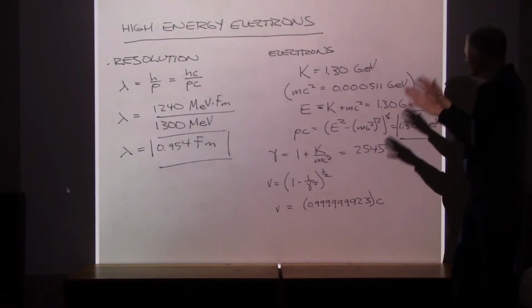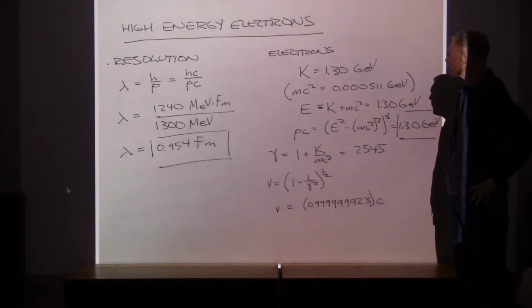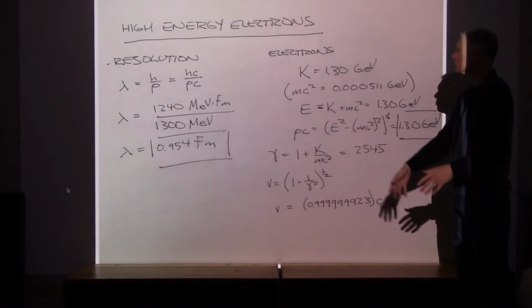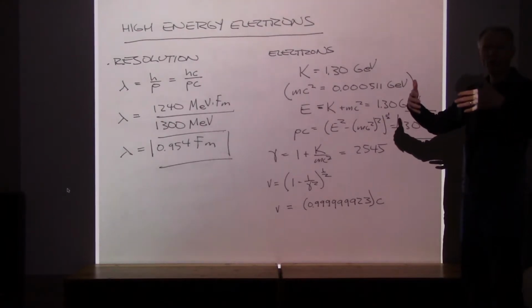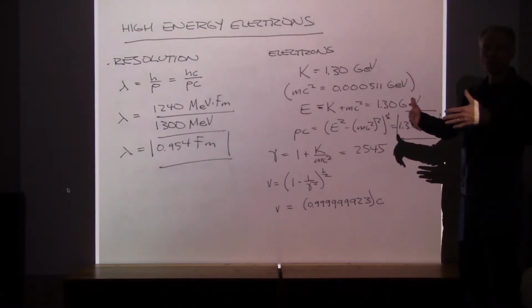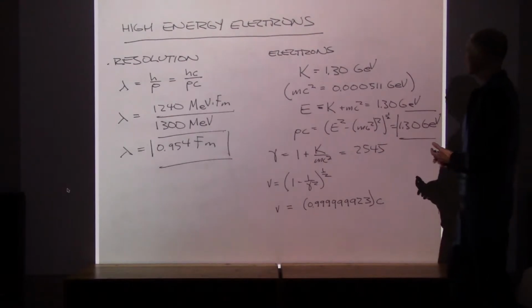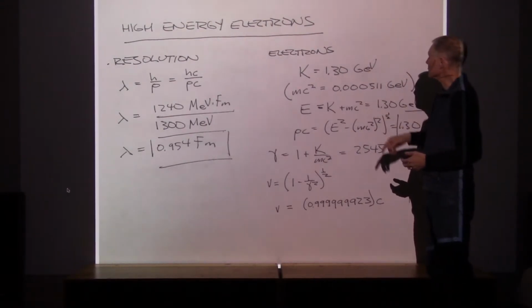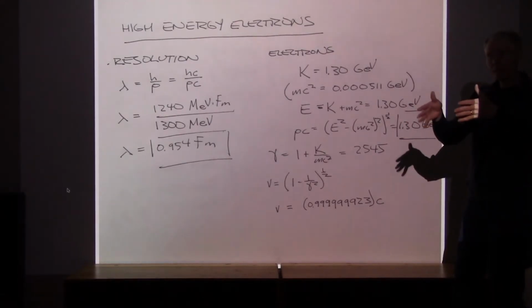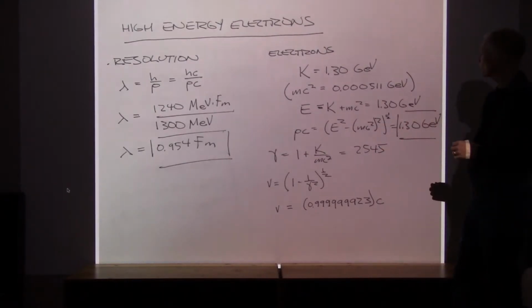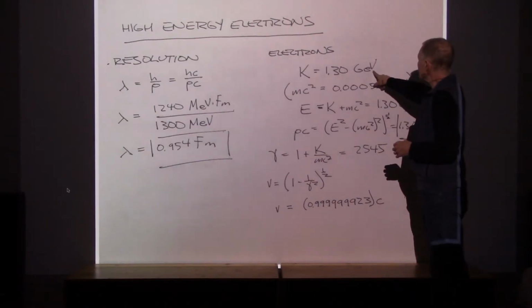Now, just to let you guys know, we now run accelerators at 100 or 200 times this much energy. So the highest energy electron accelerators now are much higher than this. This would have been comparable to some of the early experiments that were done with electrons fired towards proton and neutron targets. So here's the kinetic energy.